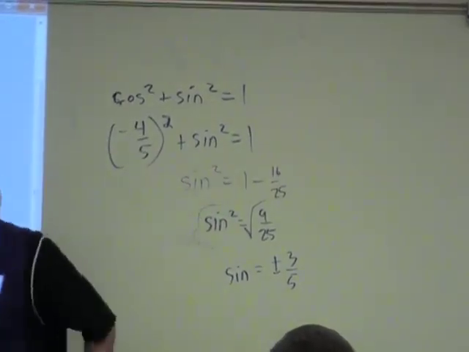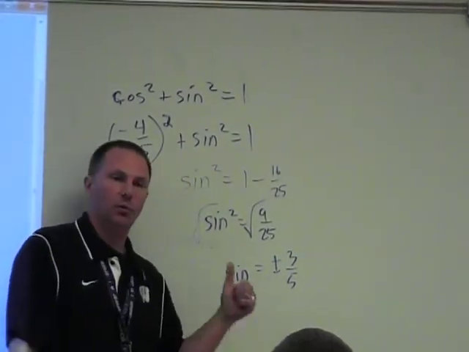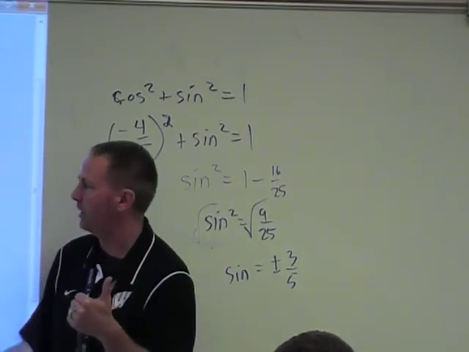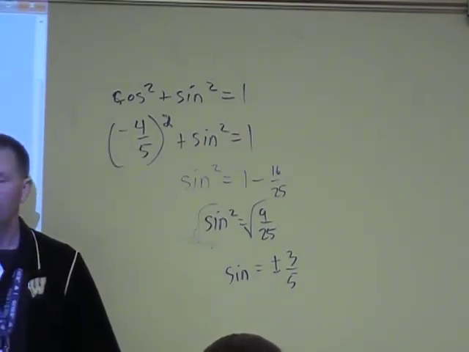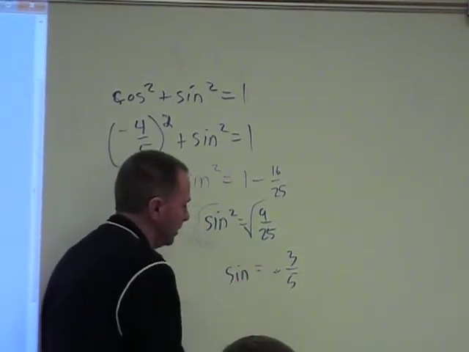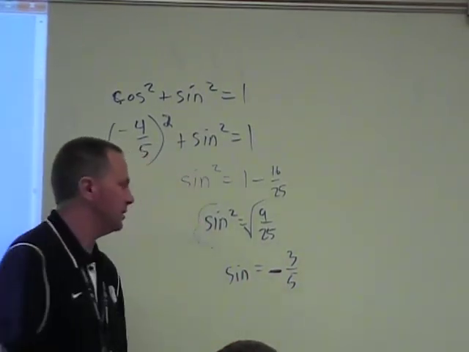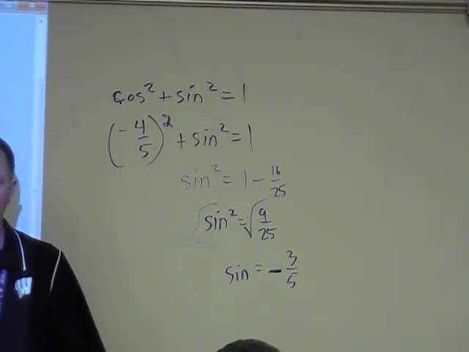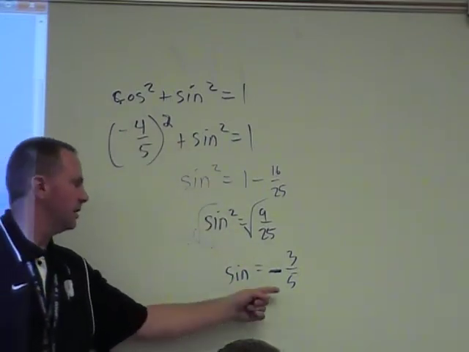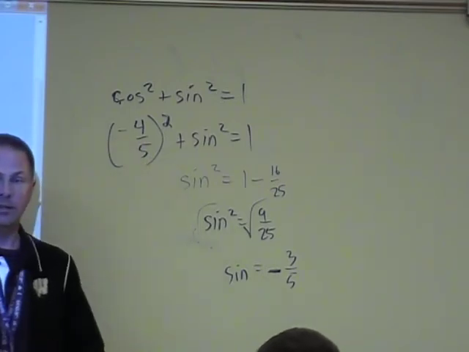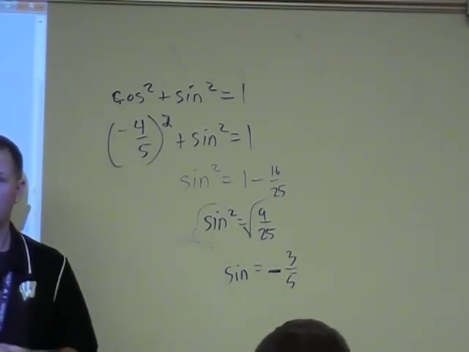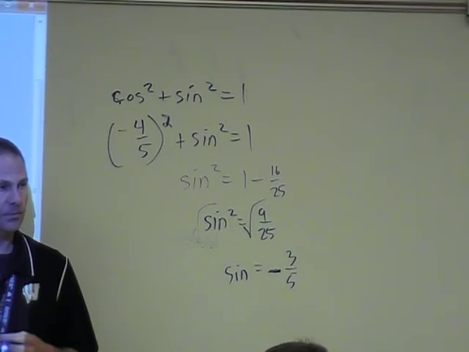Now which one is it? I'm in the third quadrant. The sine is your y value. What is your y value in your third quadrant? Negative. So my trigonometric function is negative 3/5 for sine. Cosine is negative 4/5. The sine is negative 3/5. That makes sense? Cosine is x, sine is y. In the third quadrant, they're both negative. X and y are negative in the third quadrant.